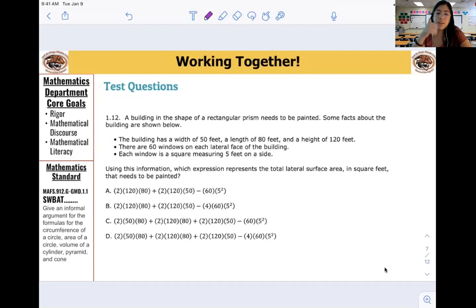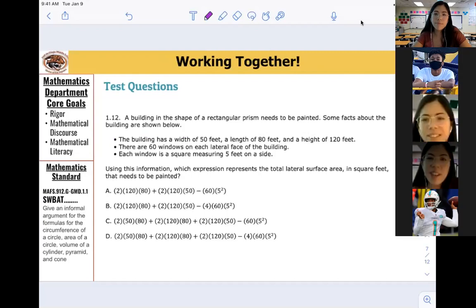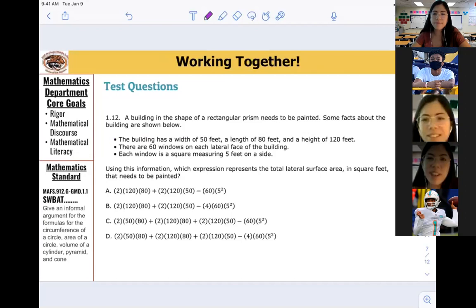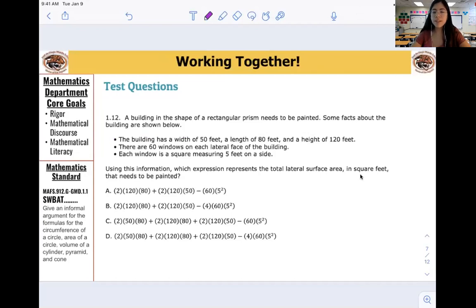Okay, so we have a rectangular prism building. It has windows. So when we paint the building, we're going to paint everything except for the windows. And when you paint a building, what else are you not going to paint? The floor and the interior. The floor, the interior. What about the roof? Do you need to paint the roof? No. Okay, so we're just looking at the 4 sides of this rectangular prism.